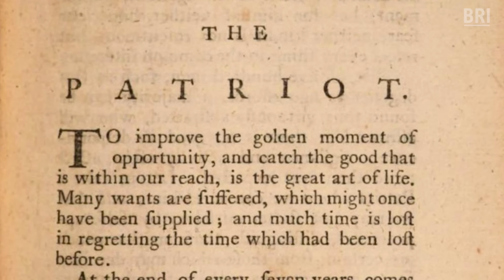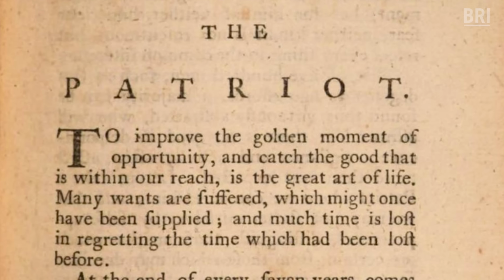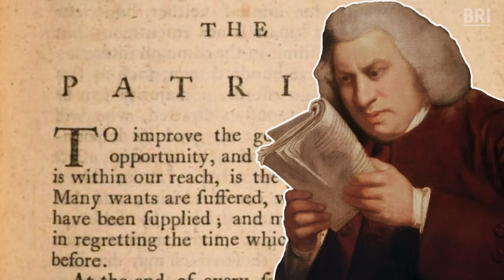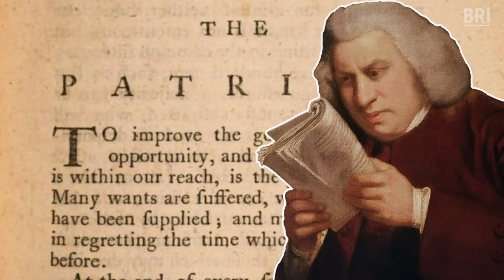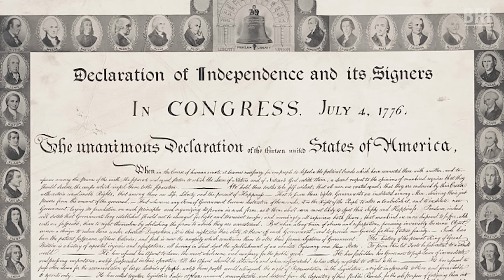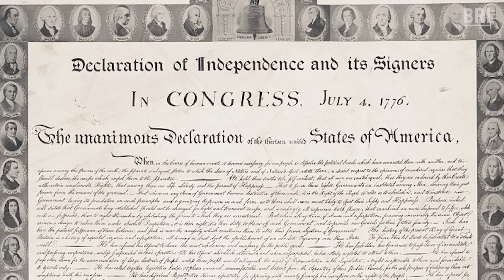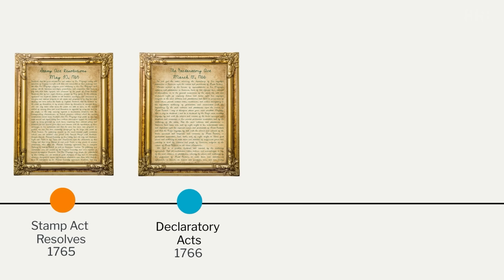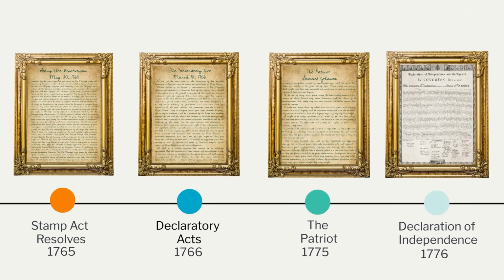By 1775, as tensions escalated, British politicians and thinkers like writer Samuel Johnson defended Parliament's authority, as seen in the Patriot. Finally, in 1776, the colonists made their ultimate statement of independence in the Declaration of Independence. These documents don't exist in isolation. They are responses to one another, shaping the course of history.